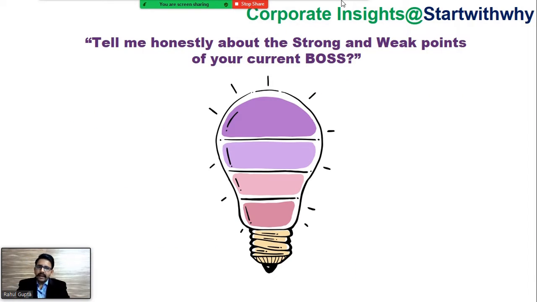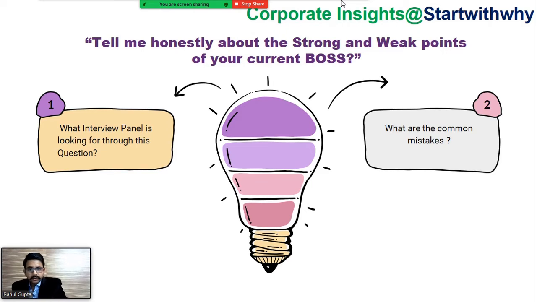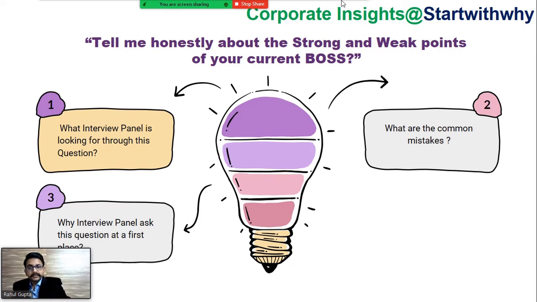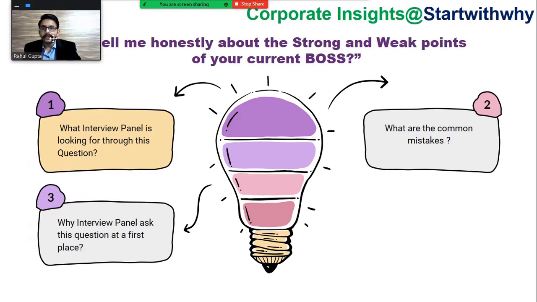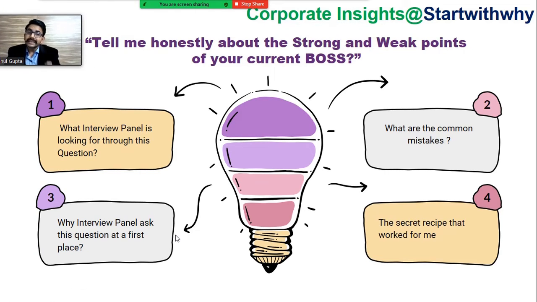So we will basically divide our entire question into four different parts. First, we will discuss what the interviewer panel is actually looking for through this question. Second, what are the common mistakes generally people make, including me? Third, why the interviewer panel is actually asking this question in the first place, what is the thought process in their mind? And the fourth one is what is the secret recipe that has worked for me, and you can also frame your answer utilizing this technique. Okay, so let's move on to the first question directly.